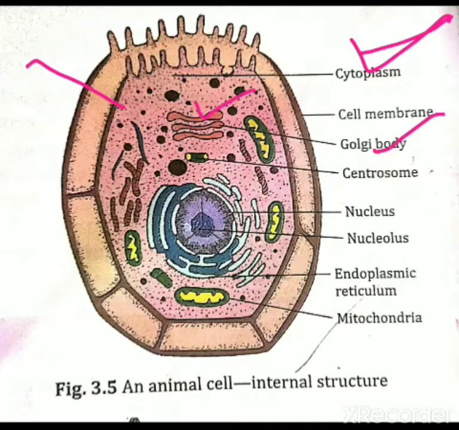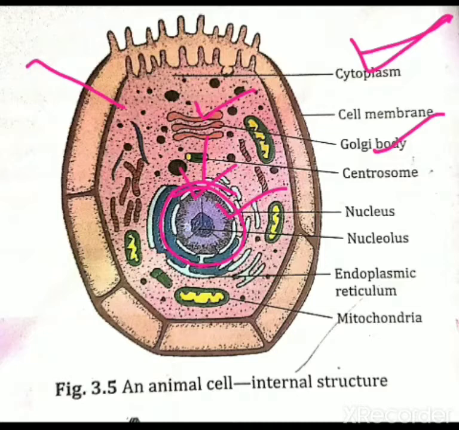What are Golgi bodies? These are stacks of flat membranous sacs. Sac means a pocket-like structure. It is found near the nucleus. You can see this is your nucleus. So your Golgi body is found near the nucleus.